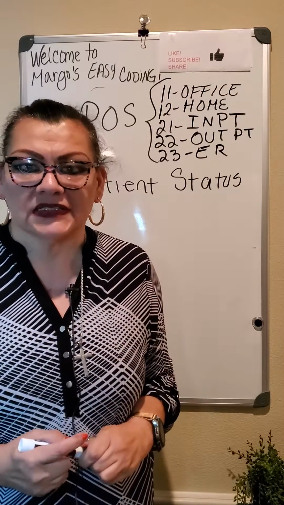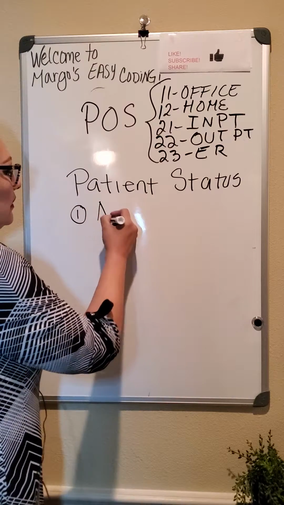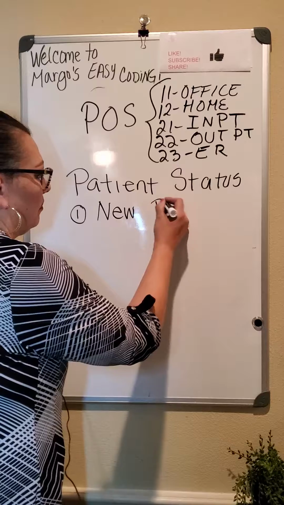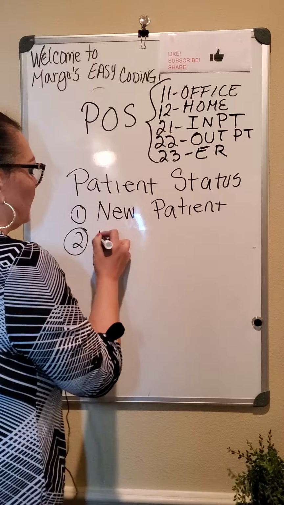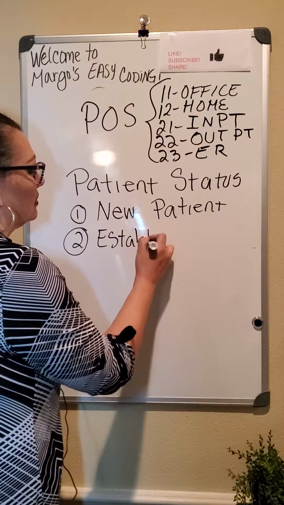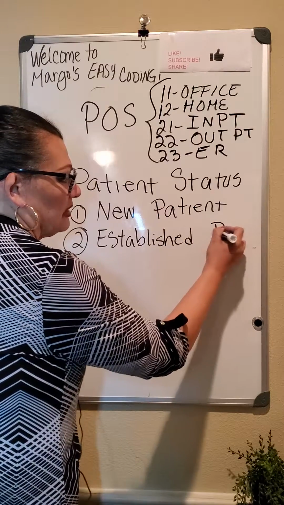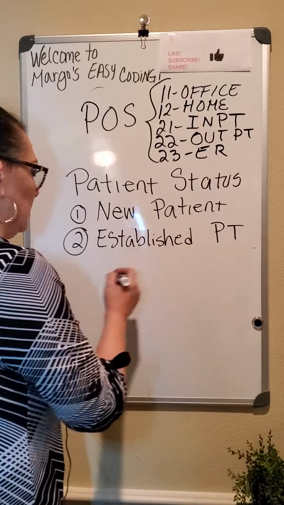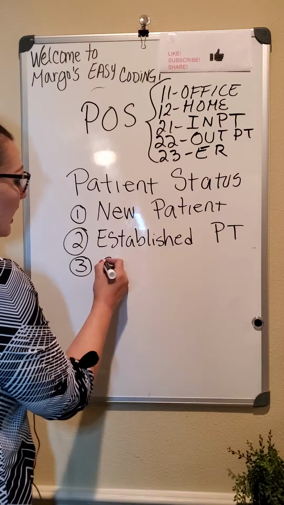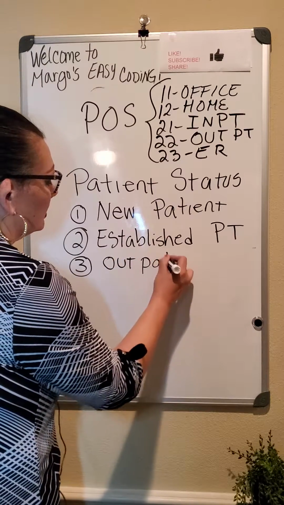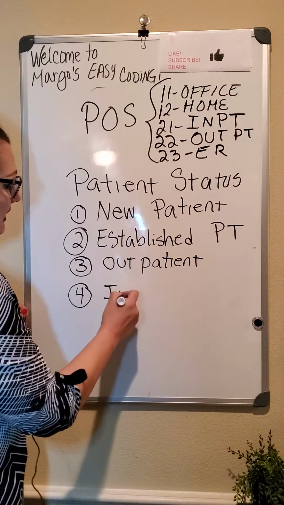Our 4 patient status are: our first one is new patient. Our second one is established patient. And I'm going to abbreviate patient with a PT. Our third patient status is outpatient. And our 4th patient status is inpatient.